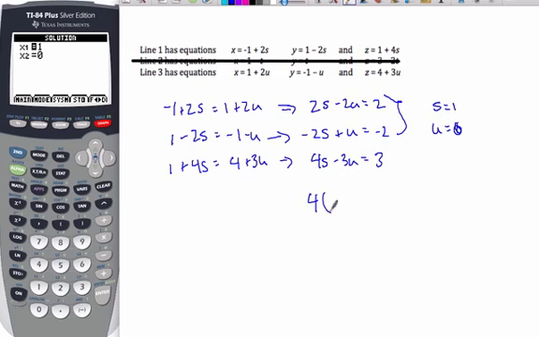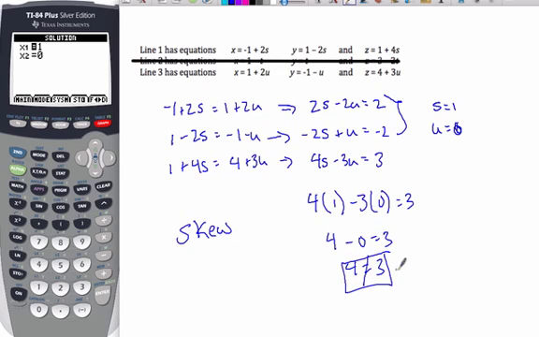So I get 4 times 1 minus 3 times 0 is equal to 3, which is 4 minus 0 is equal to 3. 4 equals 3. Well, that's not true. So that means that this s and u does not provide a z that is similar to the x and y here. So this scenario is skew. If this would have been a true statement, then they would have been intersecting.